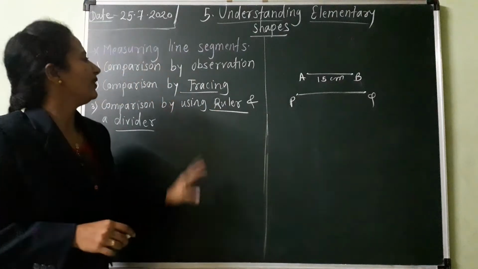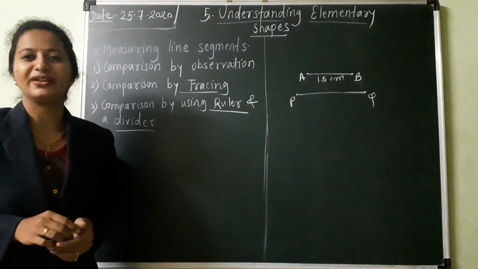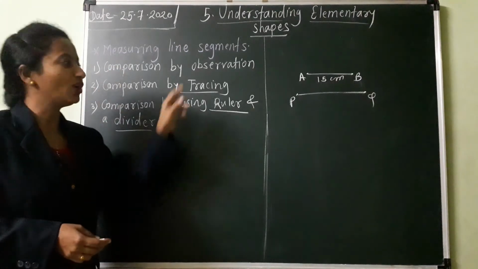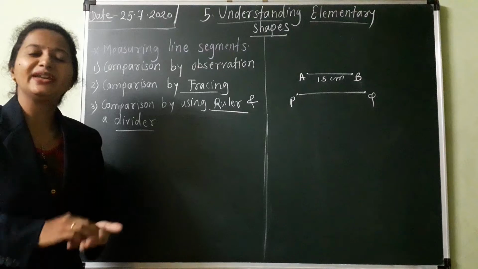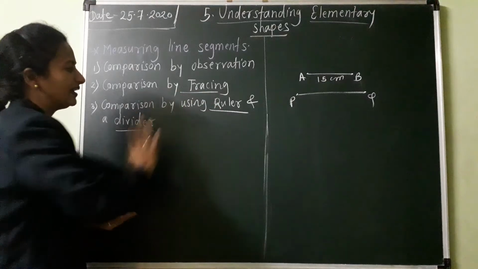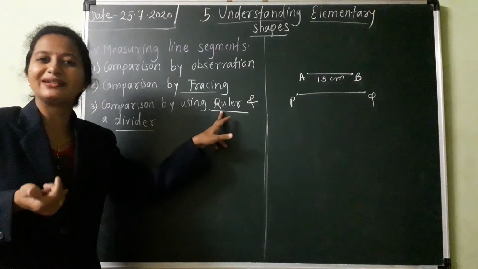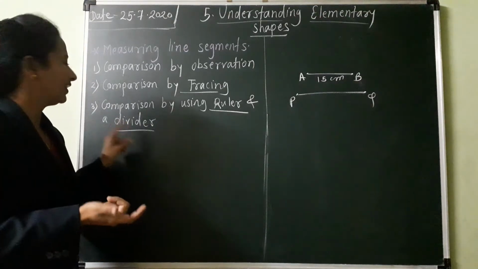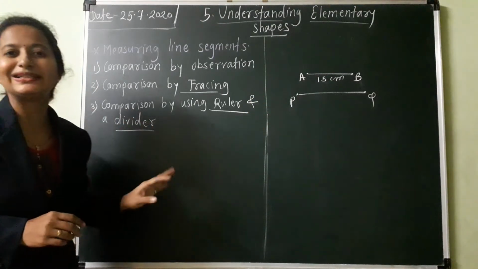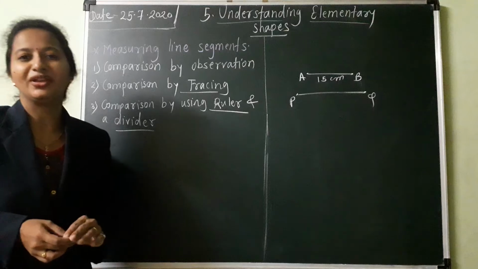So now tell me, what is the disadvantage of measuring a line segment by mere observation? The disadvantage of this method is that there may be error due to improper viewing. Okay, now tell me which is the best method, using a ruler or a divider. See, the thickness of the ruler matters, that's why error may occur, but a divider gives an accurate measurement of the line segment. So the best method to measure the given line segment is using a divider as compared to the ruler.